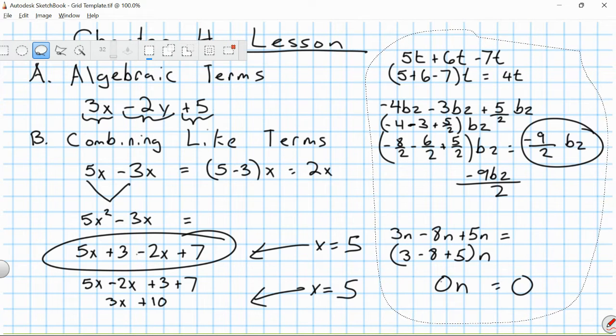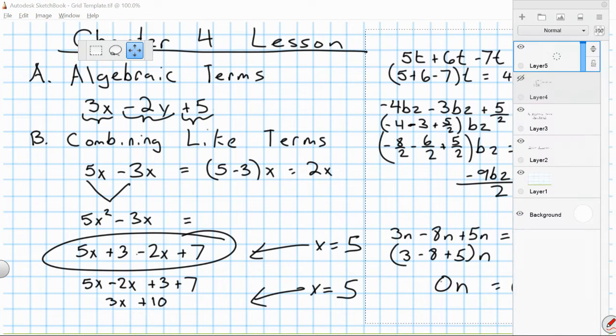I think I'll copy this and put it on its own layer.